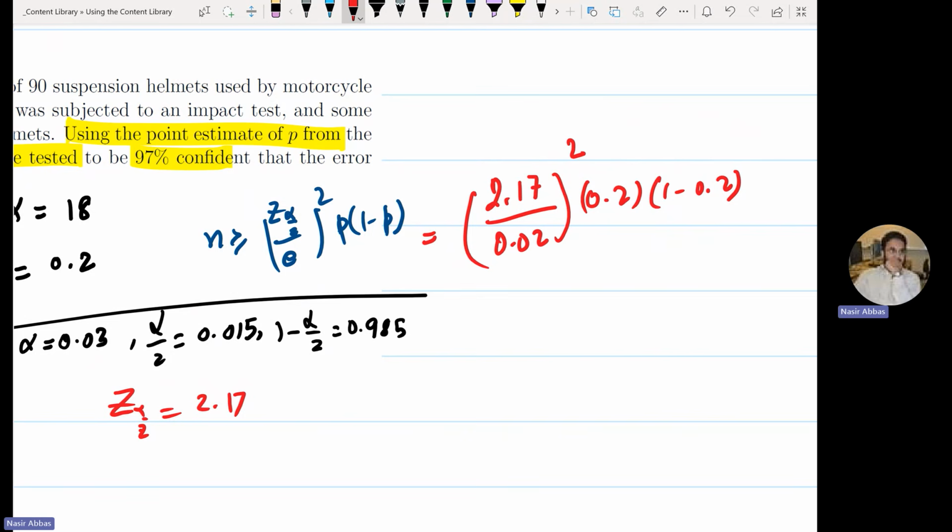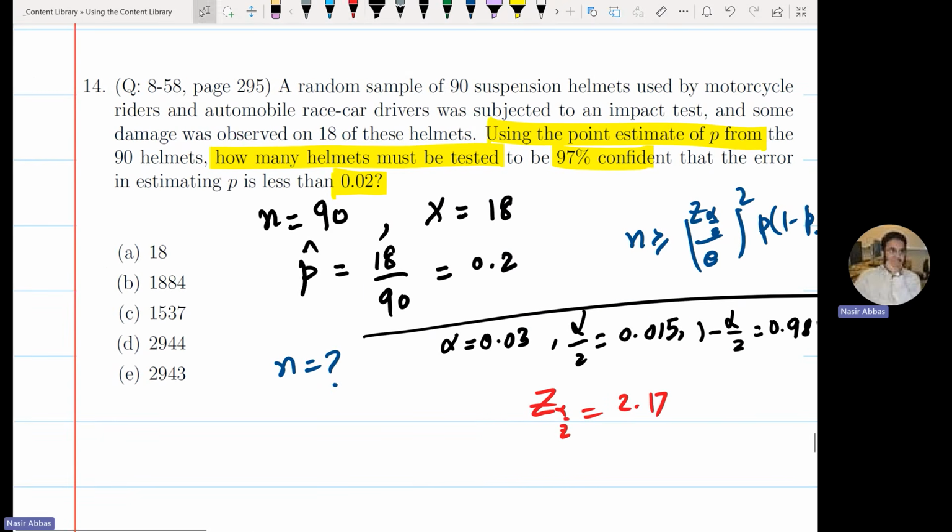What if this estimate was not given to you in the question? 0.5. And this comes out to be 1883.56. Will you round it to 1883 or 1884? 84. So the correct answer is option B.